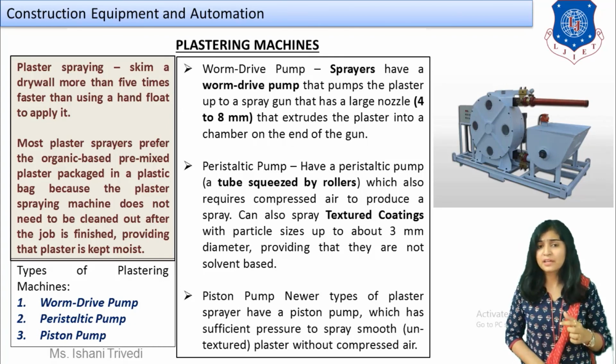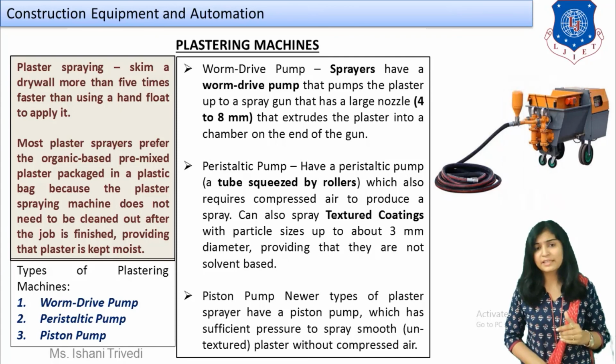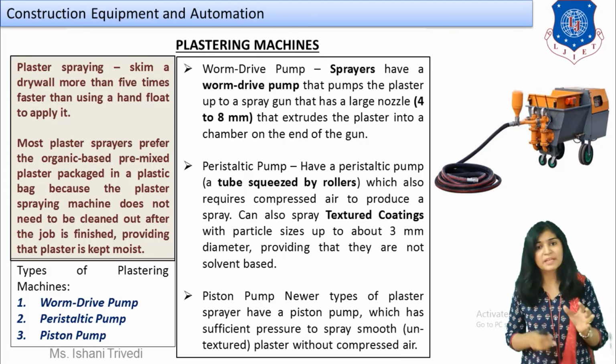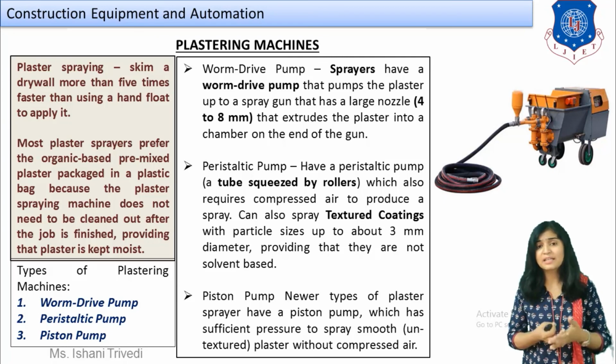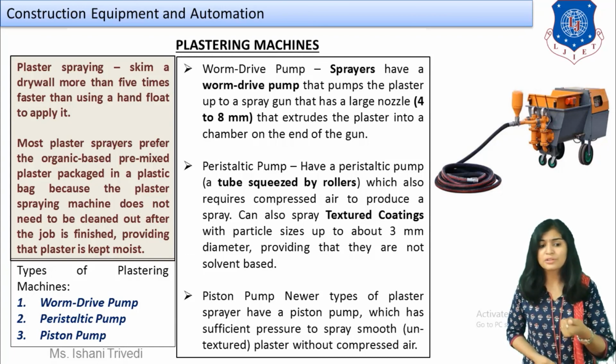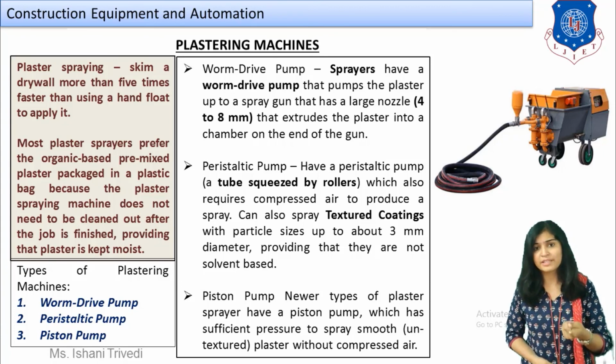Next, the third type of plastering equipment is the piston pump. This is the most common type of pump. It will have an engine and a piston inside, and with the help of that operation, pressure will be created, and the plaster will be sprayed from the nozzle of the gun. So a piston pump, a newer type of plaster sprayer, has sufficient pressure to spray a smooth surface on the masonry wall.